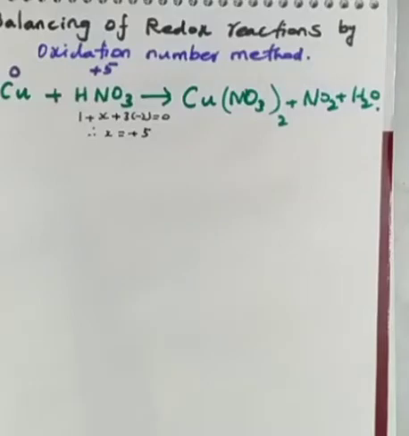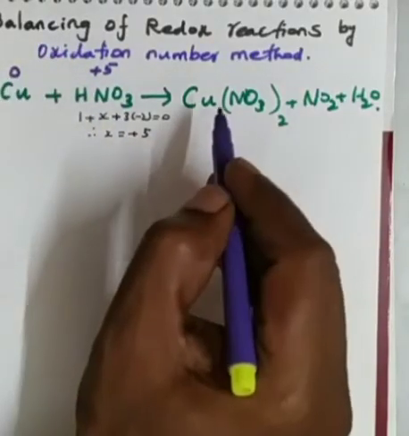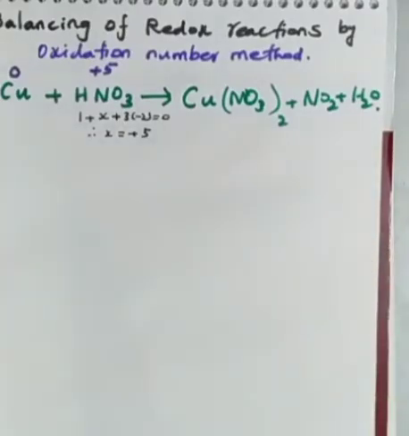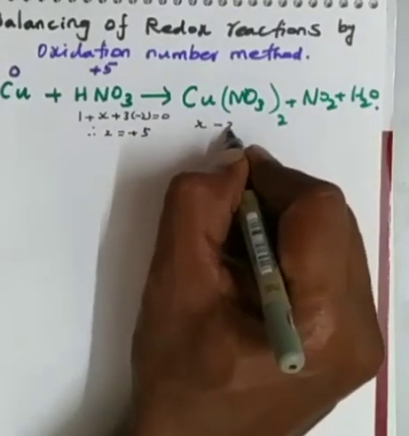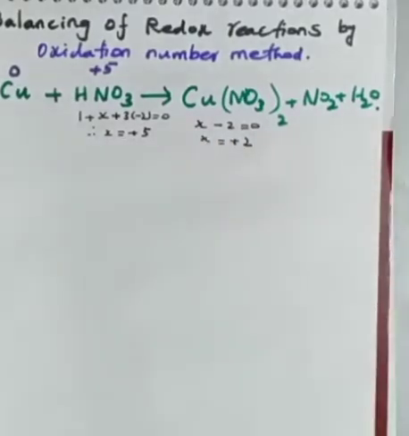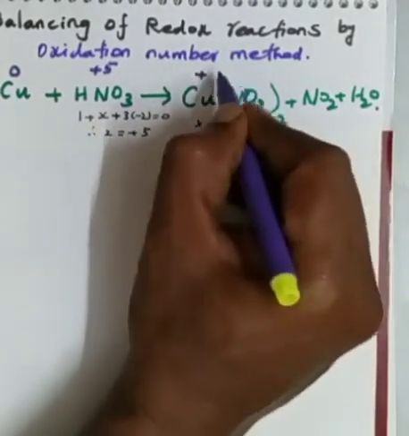Now, the same copper in the left hand side is 0, and we have to find out the oxidation state in the right hand side also. Now, for 1 NO3, it is minus 1. When you keep copper as X, with 2 NO3, X minus 2 equals 0. Therefore X equals plus 2. So the oxidation state of copper in cupric nitrate is plus 2.